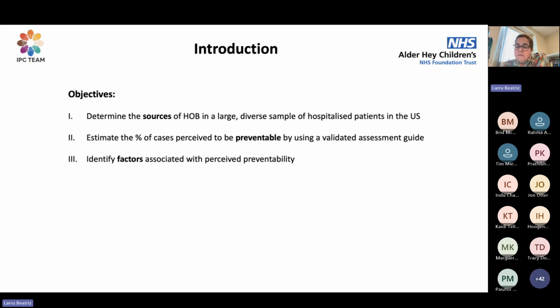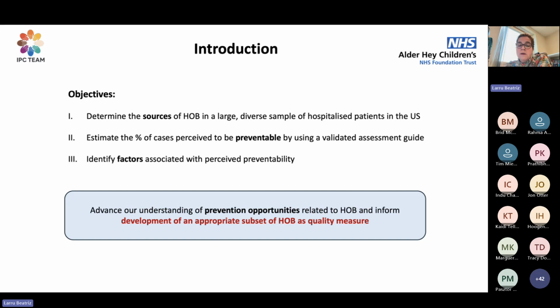This paper had 3 objectives. One of them was to determine the sources of hospital-onset bacteremia in a large sample of hospitalized patients in the US, to estimate the proportion of hospital-onset bacteremias that are preventable, and to identify the risk factors associated with preventability. And the reason this group, as I said, has been publishing different studies over different years about hospital-onset bacteremia is because if we're going to use it as a safety metric, we also need to know how to prevent it and what sources are linked to it. So that was the whole aim of the paper: to advance the understanding of the prevention opportunities of hospital-onset bacteremia, and to inform and develop an appropriate subset of hospital-onset bacteremia that can be used as a quality metric.